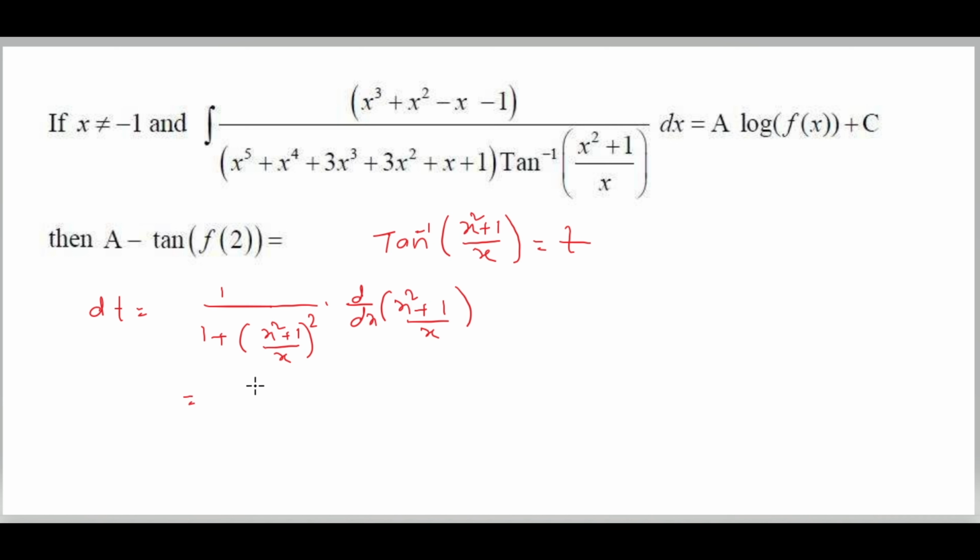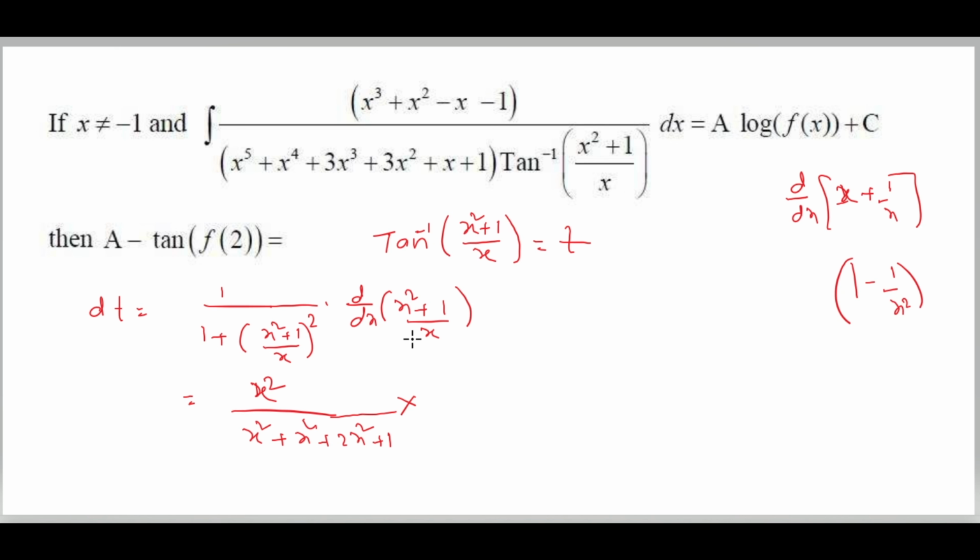So that is 1 by 1 plus (x square plus 1) by x; taking LCM, x power 4 plus 2x square plus 1 by x square, that is x square by this value into d by dx of (x square plus 1 by x). This is written as d by dx of x square by x, that is x plus 1 by x. Differentiation of x is 1 and of 1 by x is minus 1 by x square. So differentiation of (x square plus 1) by x is 1 minus 1 by x square, that is (x square minus 1) by x square.